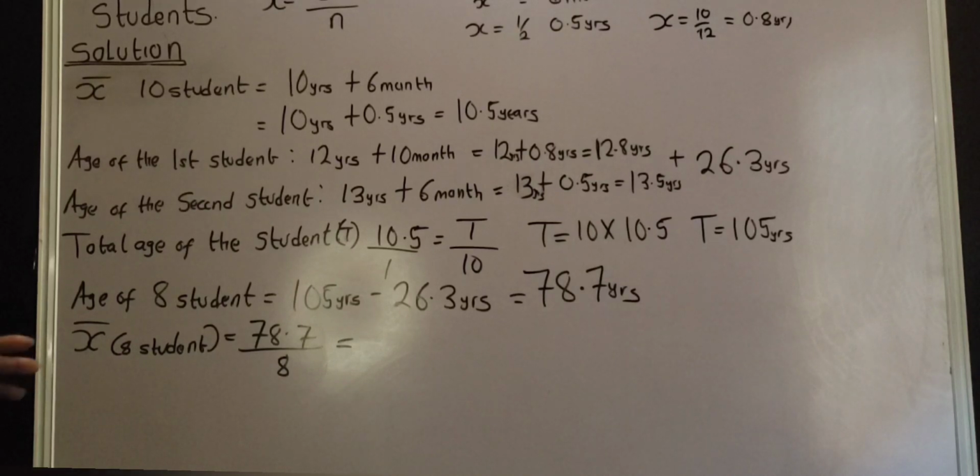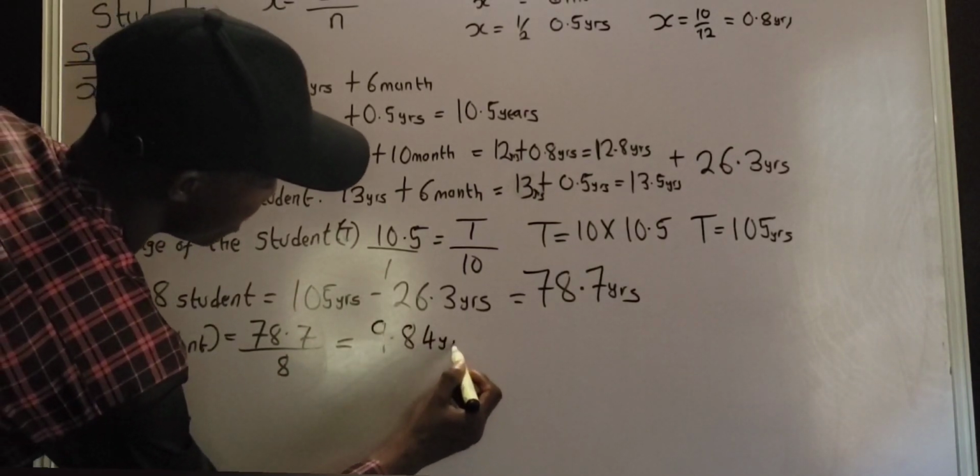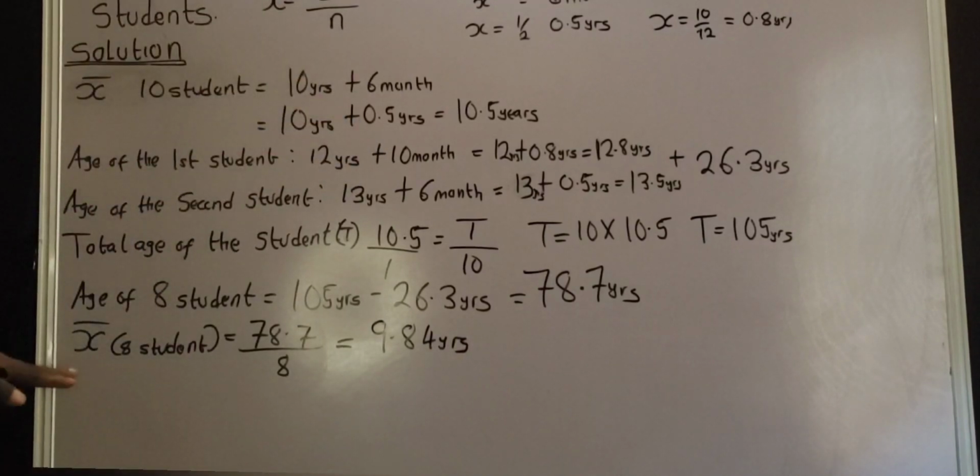So 9.84 years. We have gotten the mean age of the 8 students. However, we can still proceed to convert it to years and months. Don't forget that our question was given in years and months. The age of each student is given in years and months. So in order to do that, since we have gotten the mean age of the 8 students as 9.84, we will just have to multiply.